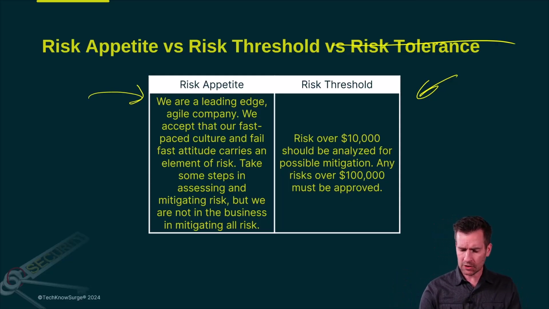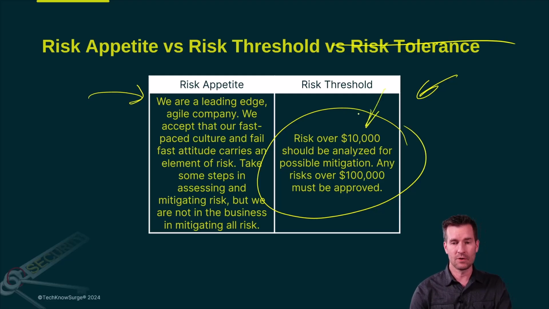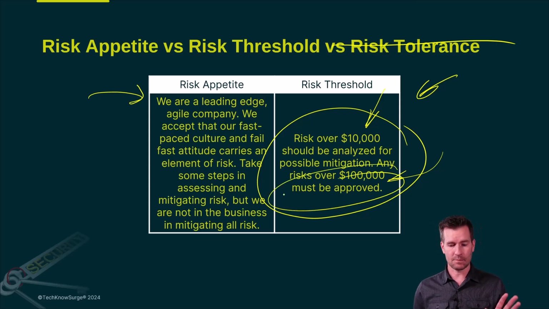Versus a risk threshold, where now we've got actual numbers involved. A risk over $10,000 should be analyzed for possible mitigation. So if it's between $10,000 and what we see here is $100,000, we're going to have to evaluate to see if there's any way to mitigate against that, without spending a ton of time on it. If it's over $100,000, then that's unacceptable. So now we have these definitive elements, these thresholds that we have to operate within.